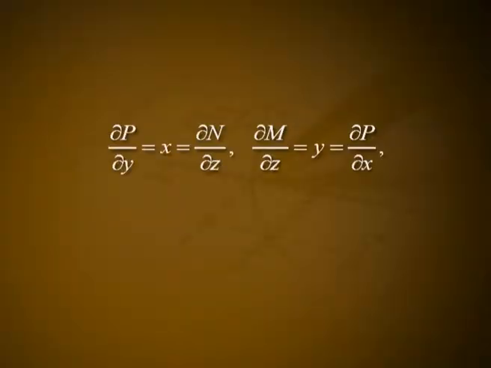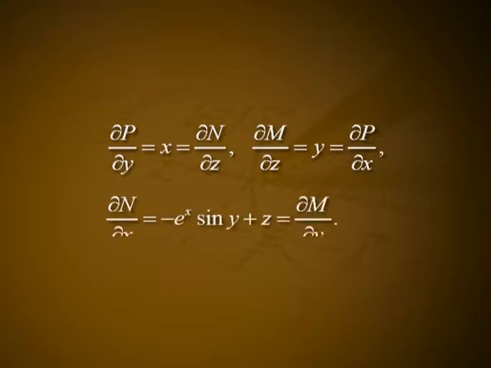and calculate the following. ∂P/∂y is equal to x, which is equal to ∂N/∂z. ∂M/∂z is equal to y, which is equal to ∂P/∂x. ∂N/∂x is equal to minus e^x sin y plus z, which is equal to ∂M/∂y. Together these equalities tell us that there is a function f with del f is equal to F. We find f by integrating the following equations.